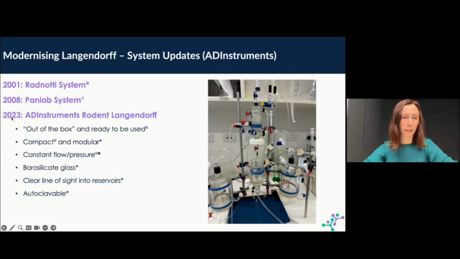And this really reflects the borosilicate glass. That's been a real game changer for us because it is autoclavable. It also means that we have a clear line of sight into the reservoirs because we're in a glass system instead of being in a Perspex.